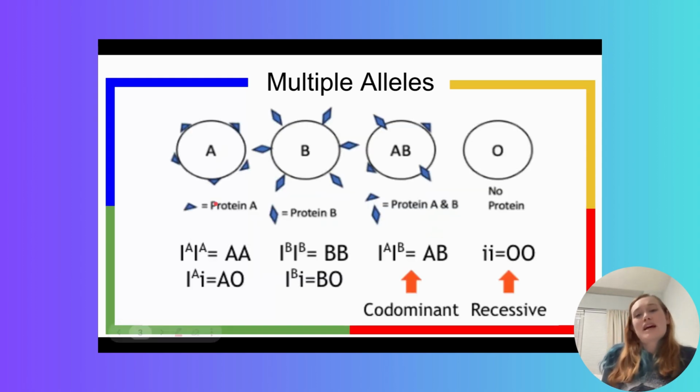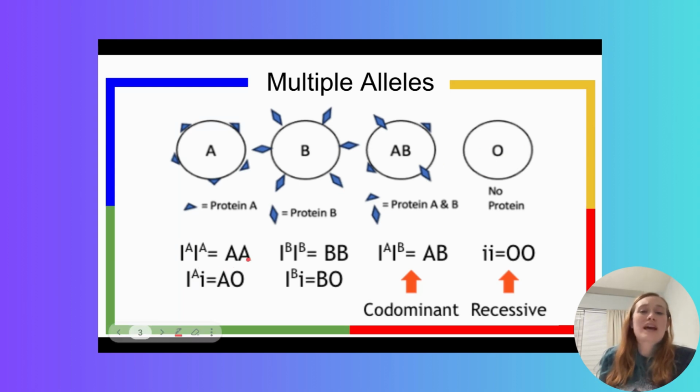For blood type A, your red blood cells have a certain protein on them that codes for blood type A. For blood type B, those blood cells have a protein on them that codes for protein B. Blood type AB ends up having the proteins A and B on the red blood cell. And then blood type O, that red blood cell doesn't have any of those proteins at all. So that's why it is blood type O, and this is completely recessive.